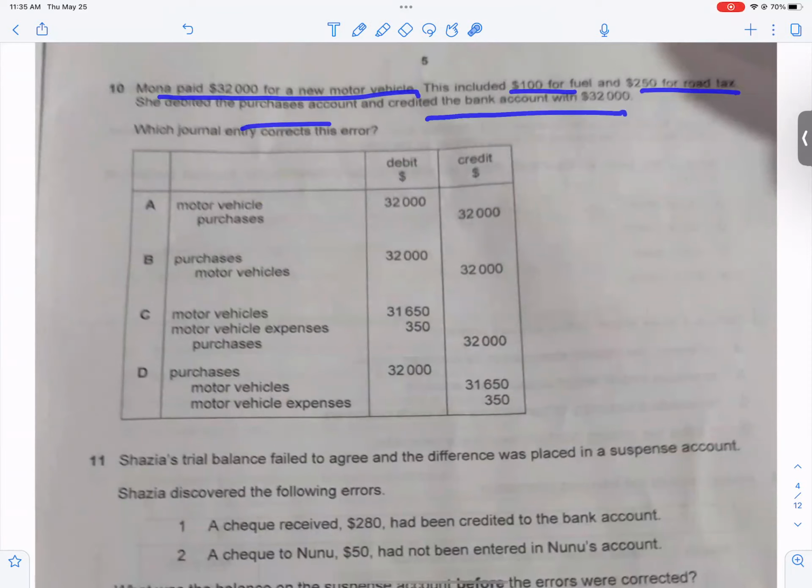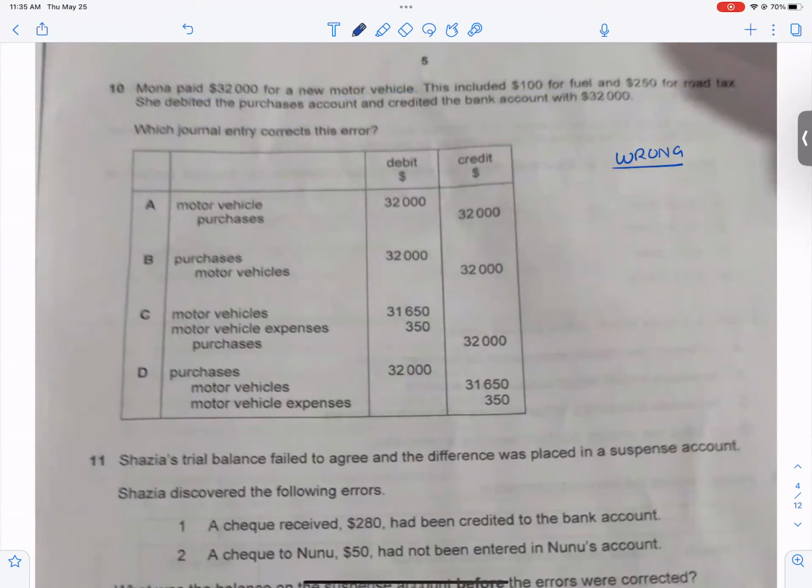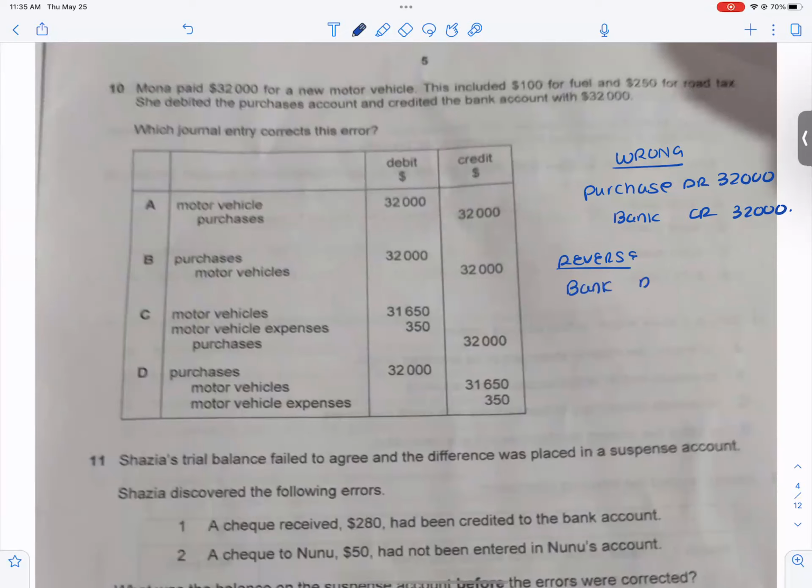Okay, I'll do wrong, reverse, correct, rectification. So you can tell me, I will write over here. What is the wrong that she did? She credited the bank account with 32,000. Purchase was debit and bank was credit. Okay, what is the reverse of this? Purchase credit, bank debit.